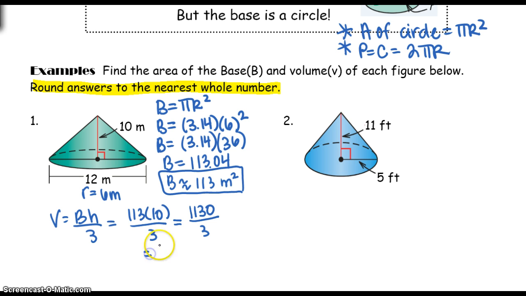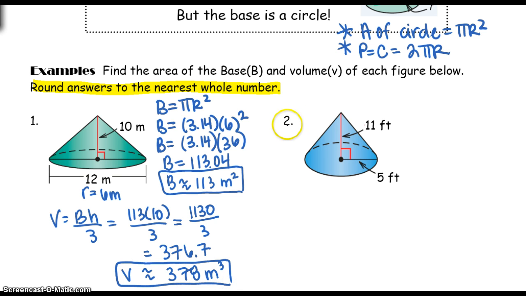Now, when I do this in the calculator, I get about 376.7. But they want us to round to the nearest whole number. So if we round that, that's going to be 378 meters. Remember, it's cubed because it's volume. I'm going to ask that you guys do 2 for class. So go ahead and do 2 and bring that into class with you.